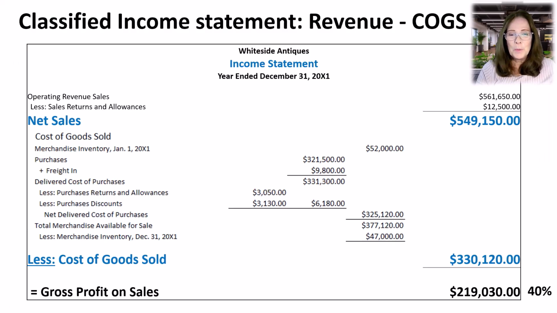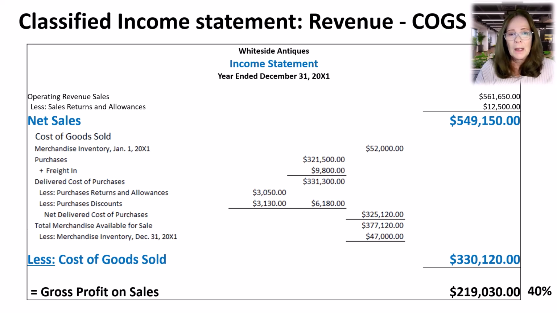We'll start with a multi-step or classified income statement. First, a classified income statement separates operating activities from non-operating ones. This allows the users to see whether profits come from core business operations or from one-time or non-core business events. That's important because investors want to be sure that core operations are generating the profits rather than non-core or one-off items.